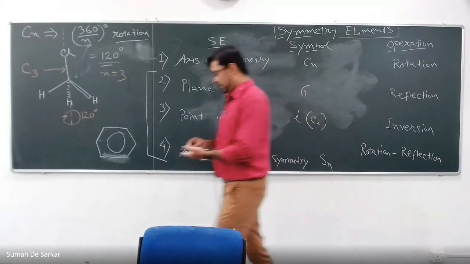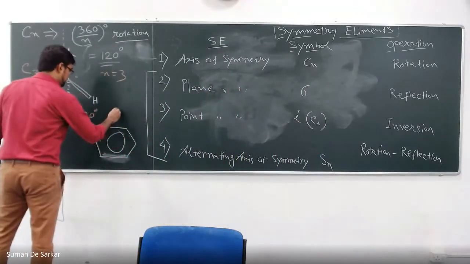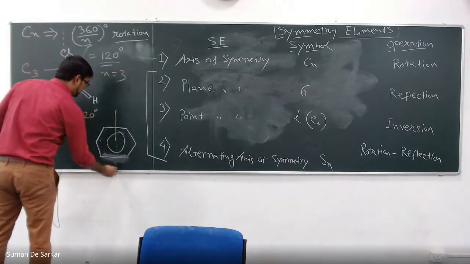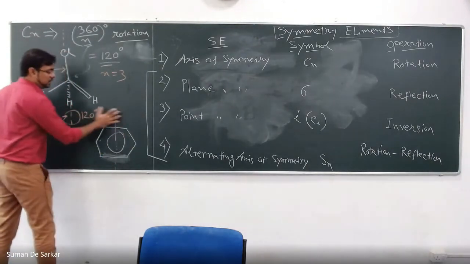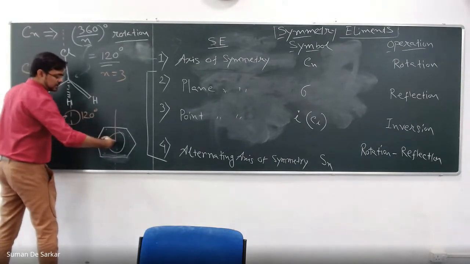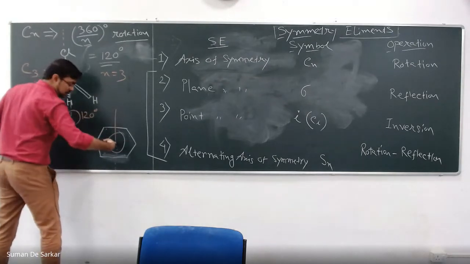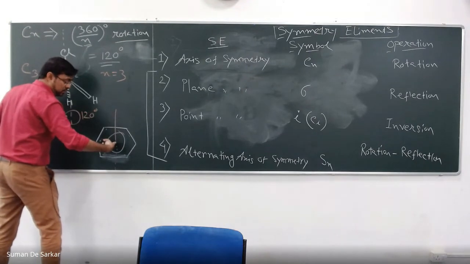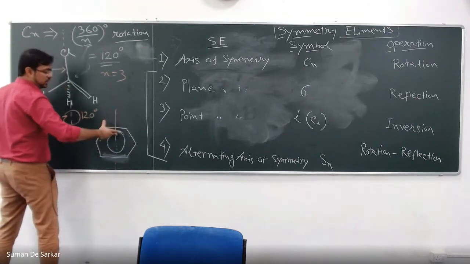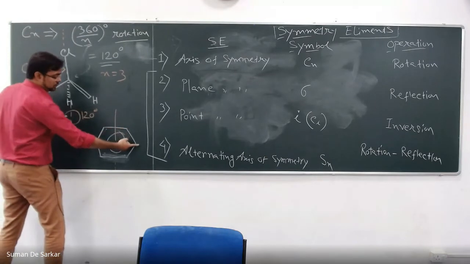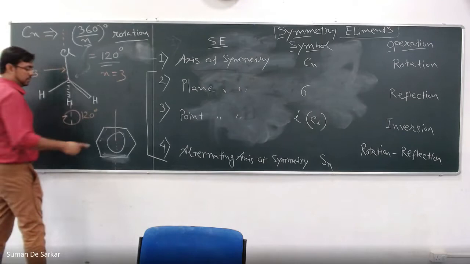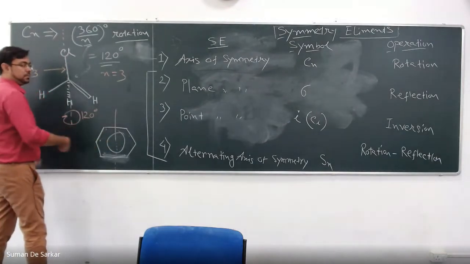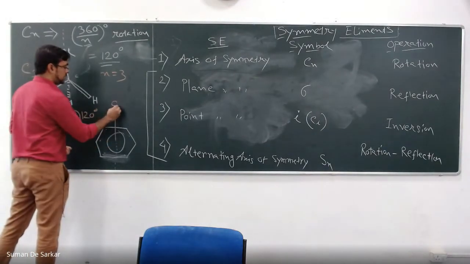So then it's 60. That means you can see only a 60-degree rotation, and the axis is how? If we consider the benzene ring on the plane of the board, then the axis is going like this, perpendicular to the board, and then you are rotating. If you rotate only 60 degrees, this carbon will go there, this carbon will go there, and you will get an identical structure. So it's only a 60-degree rotation this time, which gives you C6.